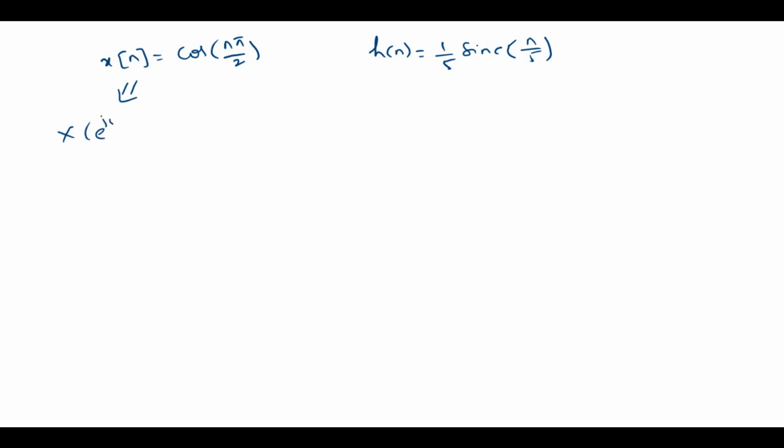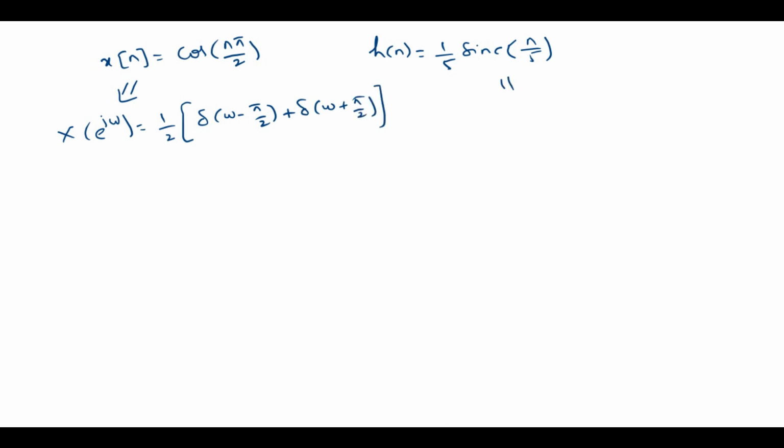Now, given the input sequence, x of n is equal to cos n pi by 2 and h of n is 1 by 5 sinc of n by 5. Try to represent these two in the frequency domain. X of e power j omega is 1 by 2 [del of omega minus pi by 2 plus del of omega plus pi by 2].